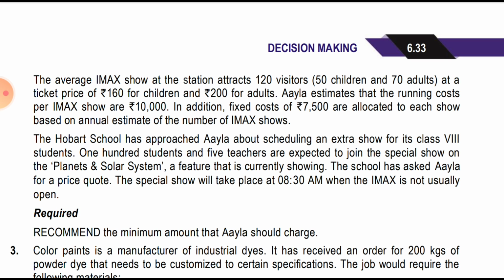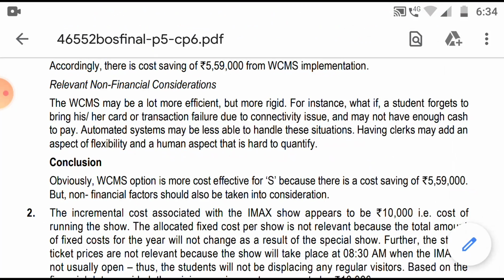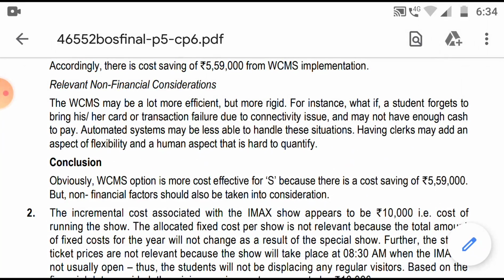Okay, recommend the minimum amount that Ayla should charge. In the last sentence they have given that it takes place at 8:30 am when the IMAX is not usually open, so it is not affecting its normal sales, and there isn't any contribution loss as such. So the minimum amount is what we have to recommend.